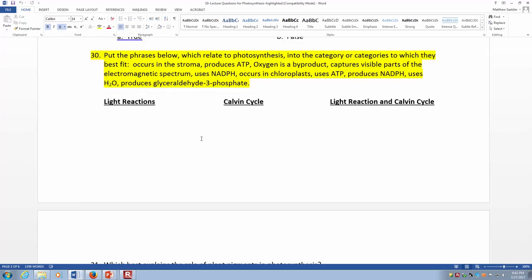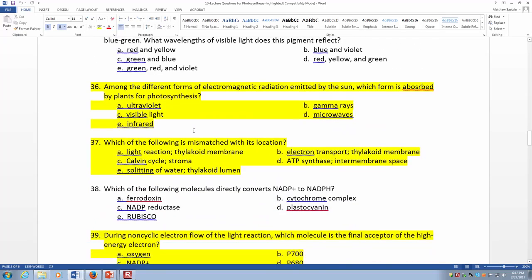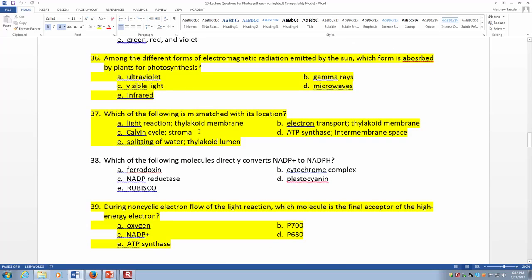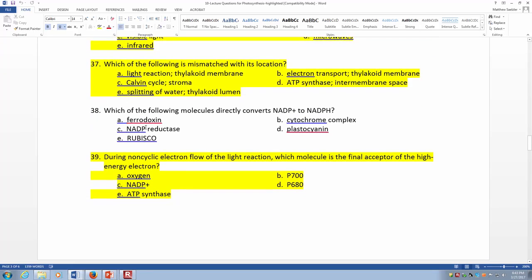Okay, so the next question is 36. So among the different forms of electromagnetic radiation emitted by the sun, which form is absorbed by plants for photosynthesis? Right, C, visible light. So we talked about the electromagnetic spectrum, which is all the wavelengths of electromagnetic radiation. And the wavelengths that are important for photosynthesis are the wavelengths that are part of the visible light part of that spectrum. So 37, which of the following is mismatched with its location?